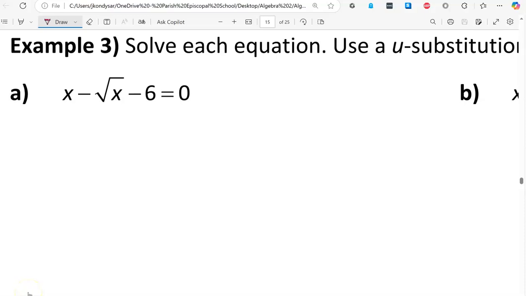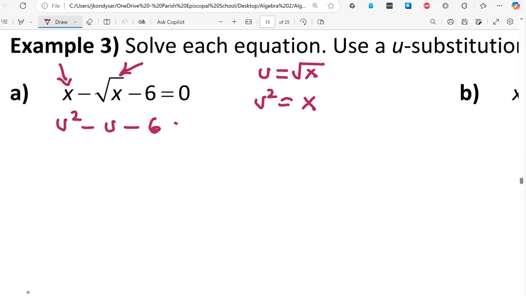Okay, we're going to pick up with example 3 using a u substitution. We are looking for an expression and its square. So the expression is u equal to the square root of x, and if I square that, I get x. So when we replace x with u squared and the square root of x with u, we get a nice quadratic equation that's fairly straightforward to solve. We can solve this one by factoring.